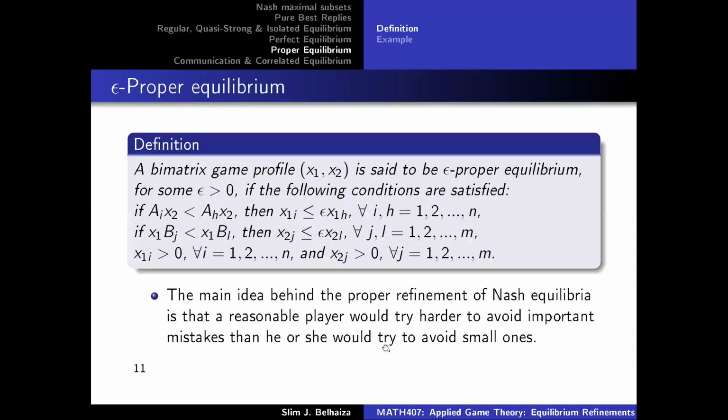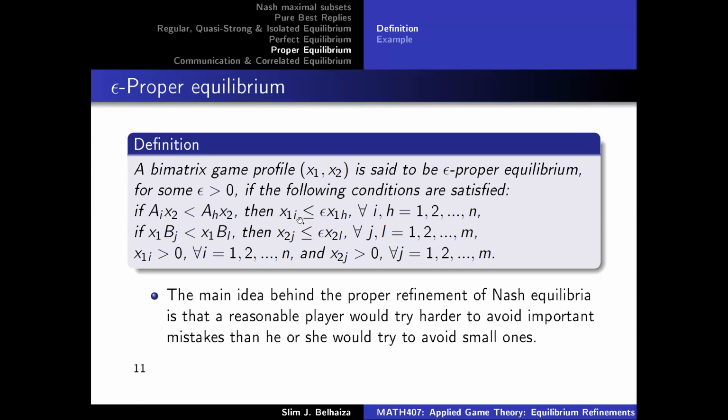Okay, so the last part here we'll talk about is what we call epsilon proper equilibrium. What is an epsilon proper equilibrium? First of all, an epsilon proper equilibrium is said to be defined for some epsilon which is very small, marginal, and strictly positive if the following conditions are satisfied. So let's see what the conditions are.